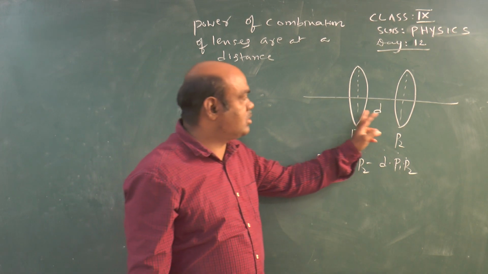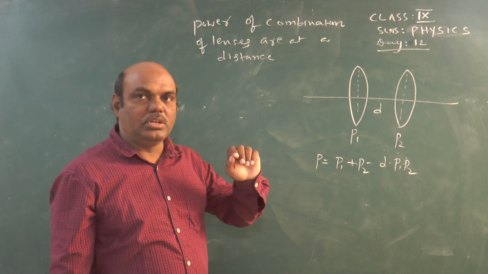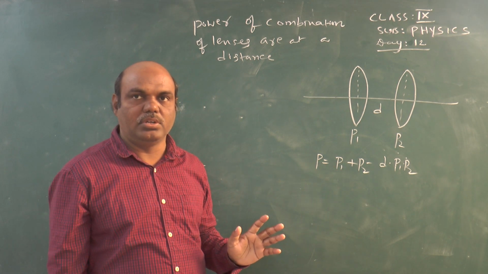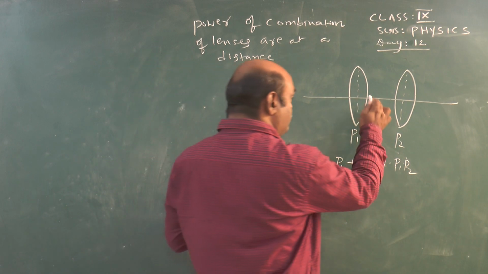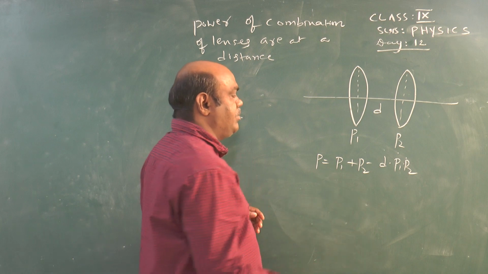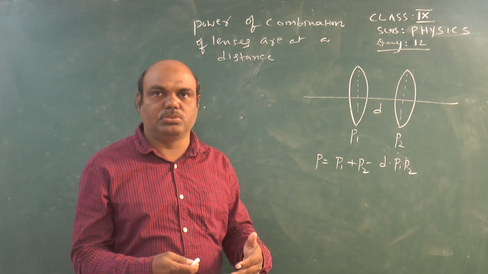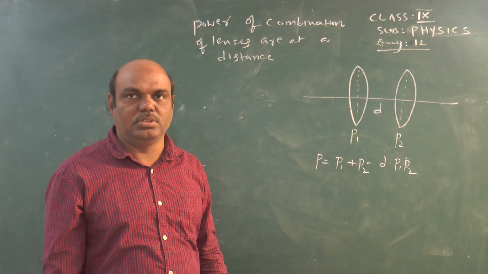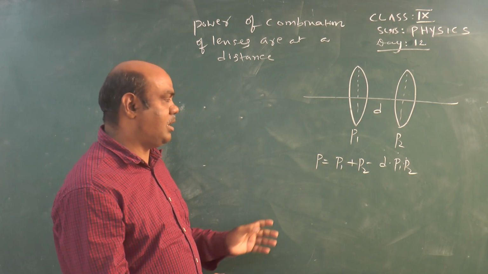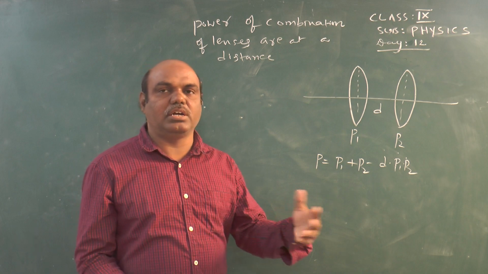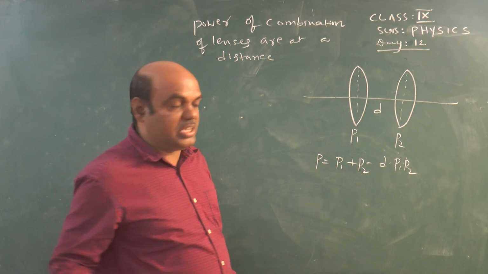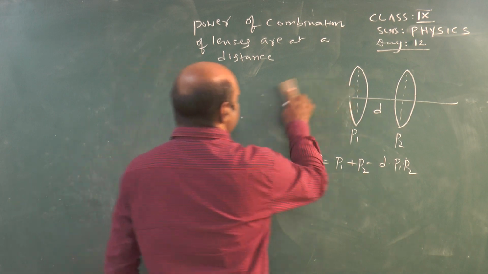Here, if both are convex lenses, in P1 and P2 we take the positive sign only. If you take one convex lens and the other a concave lens, then you have to take P1 as positive and P2 as negative. So this is the way to explain the focal power of a combination of lenses separated by some distance. Okay, now based upon this we are going to discuss some problems.